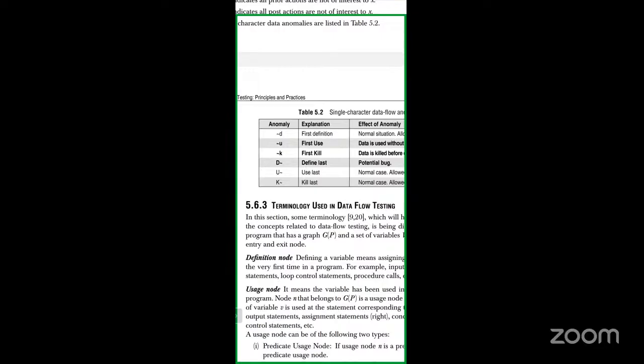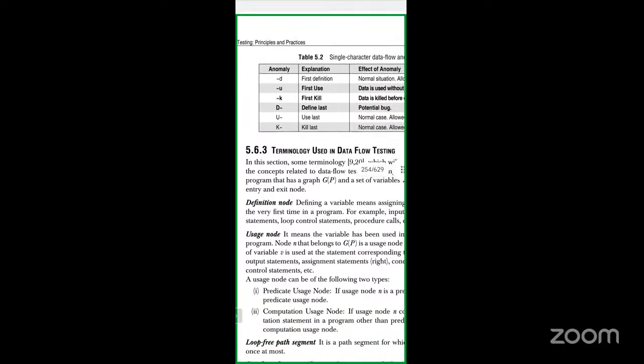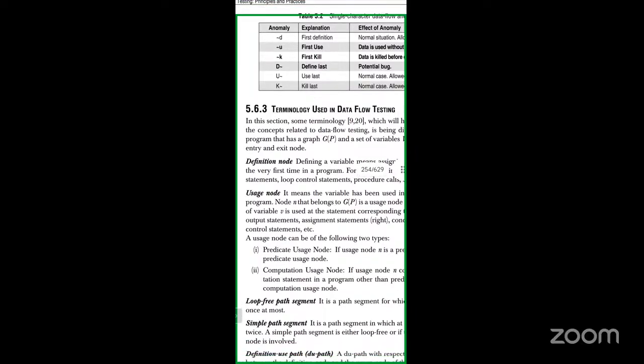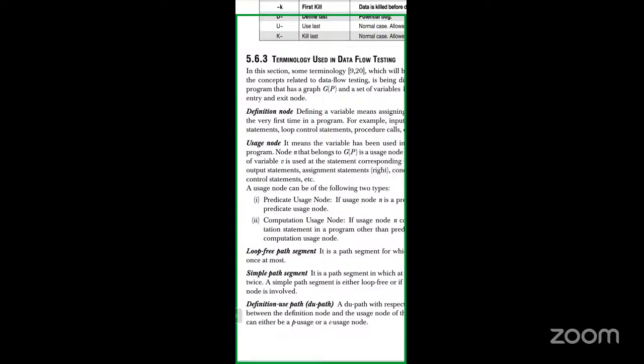So then we have the terminologies associated with data flow testing. We are going to use the definition node, where we are defining. We are going to use the usage node. In the usage node we also have the predicate usage node and the computation usage node. Then we will have the loop free path segment, which is not forming any loop. Then we will have the simple path segment, that is reaching from source to destination or from one node to the other node.